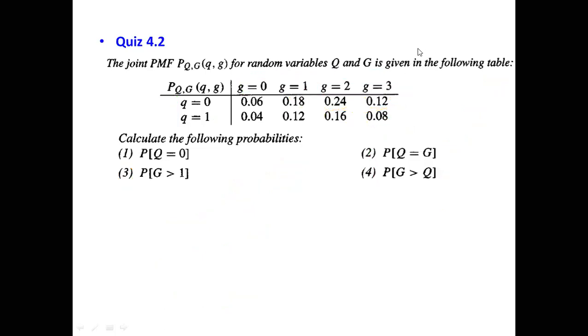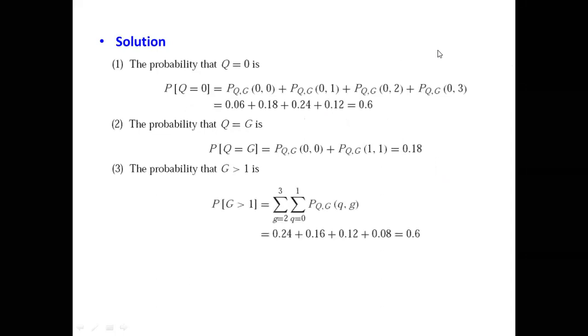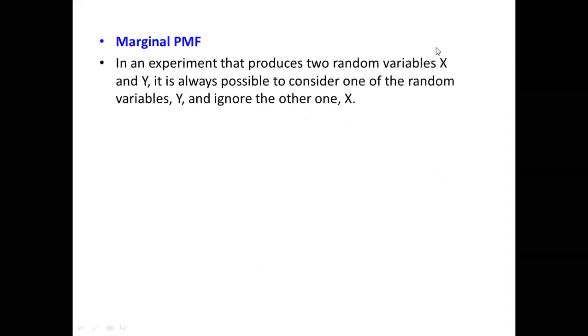So this is the quiz 4.2. Okay. Now we have the solution. You can understand. We have the solution. So we can solve it; actually we have already solved it. Then we are talking about marginal PDF. What is the marginal PDF or PMF?